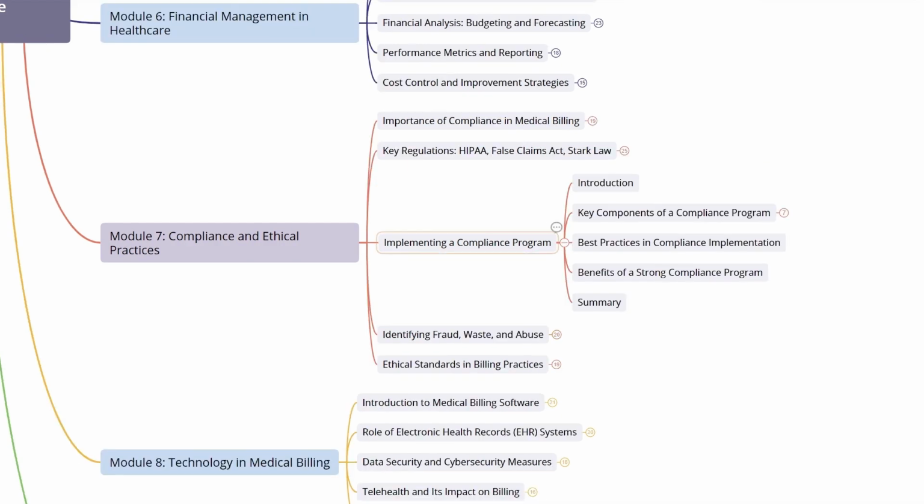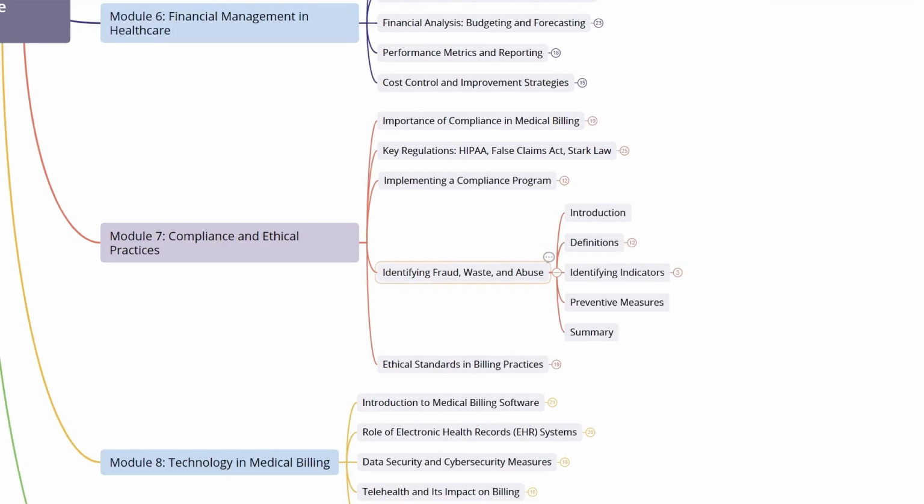Next, implementing a compliance program. Creating an effective compliance program involves establishing policies, training staff, conducting audits, and continually monitoring adherence to laws. This proactive approach minimizes risks and fosters an ethical workplace culture.